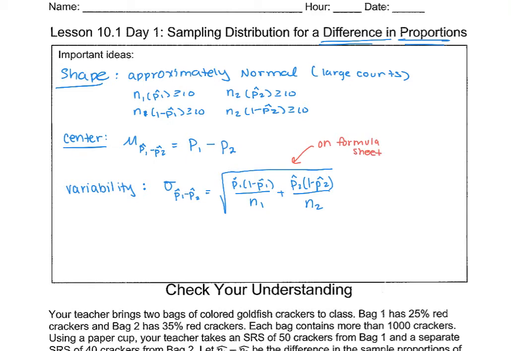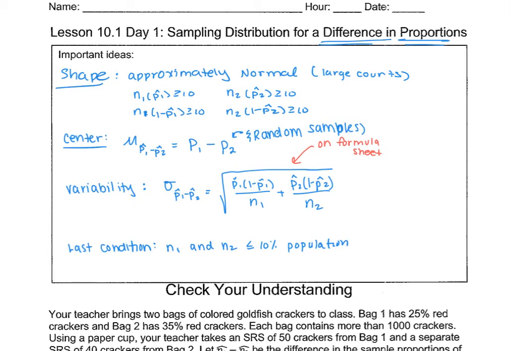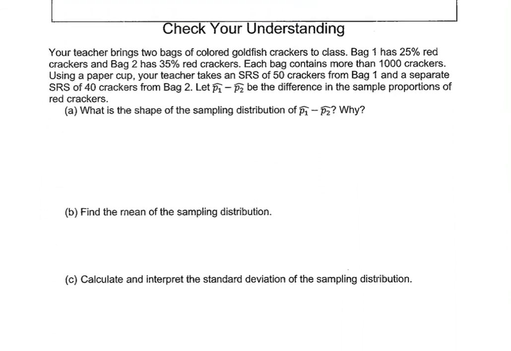And there's one other condition that always has to be met. We talked about the large counts condition. We talked about it both being random samples. And the last condition is the 10% rule. n1 and n2 should be less than or equal to 10% of the population in order for it to be a good independent sample. So let's see how the shape, center, and variability works in the context of a problem.